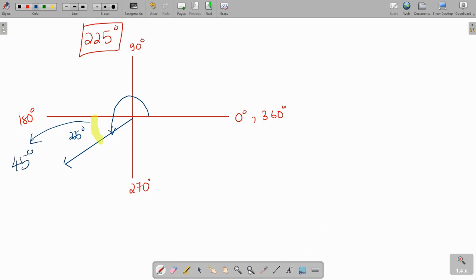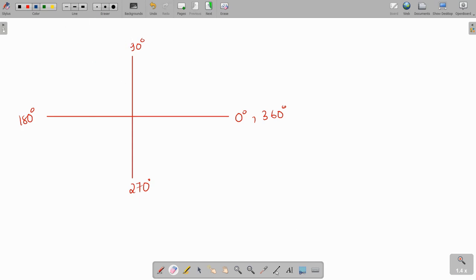Okay, let's move on to another question where we have to identify the acute angle. Let's say the angle is 140. Let's do it for 140. Somewhere here, this angle is 140 degree, and I've drawn the arrow which indicates that we have gone in the anti-clockwise direction. So what will be the acute angle for this particular angle that it makes with the x-axis?